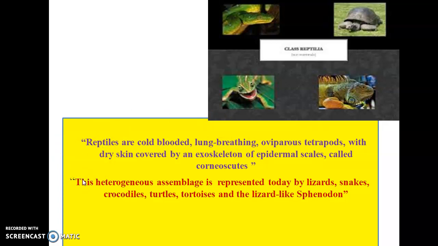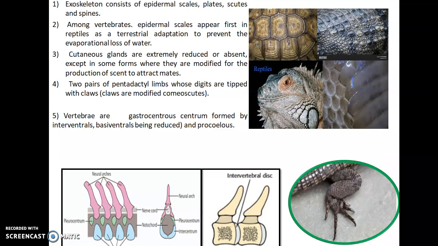This particular group is a heterogeneous assemblage because it consists of different kinds of organisms. What kinds of organisms does this assemblage consist of? It includes lizards, snakes, crocodiles, turtles, tortoises, and lizard-like sphenodonts. So this is the general definition of class Reptilia. Clear? Then what are the salient features?